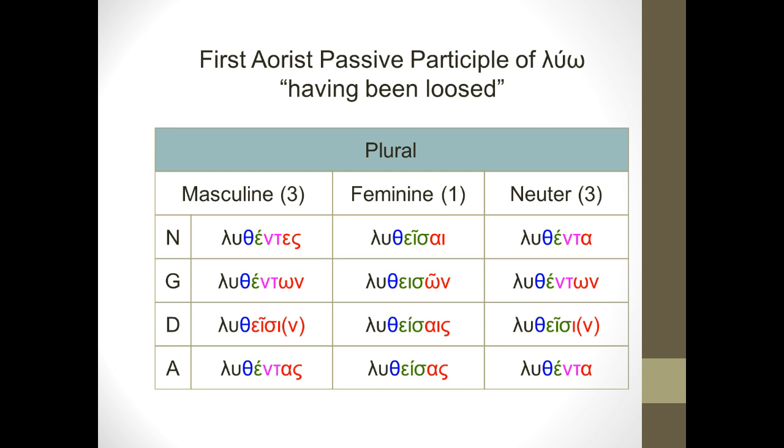Notice at the top I have, having been loosed. That is to remind you that you need to include the word been, like we did with being, to remind us that it's passive, that it's happening to the subject.